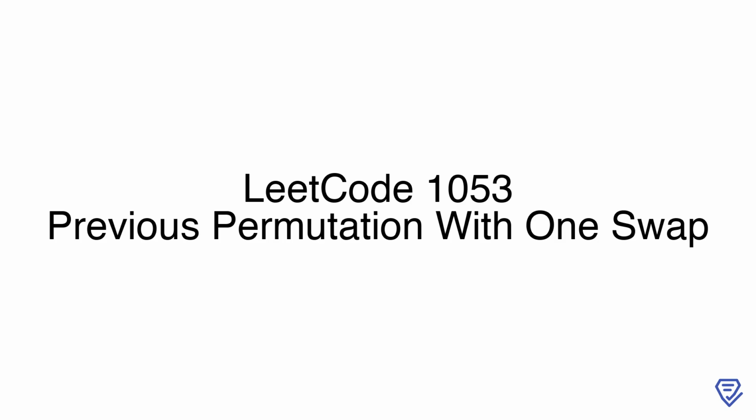Welcome! In this video, we'll explore LeetCode problem number 1053, previous permutation with one swap. This interesting problem challenges us to manipulate an array to find the largest permutation smaller than the given one, using only a single swap. Let's dive in and analyze the solution step by step.